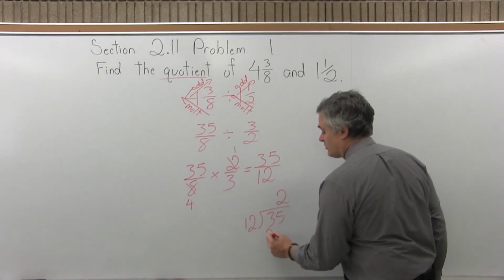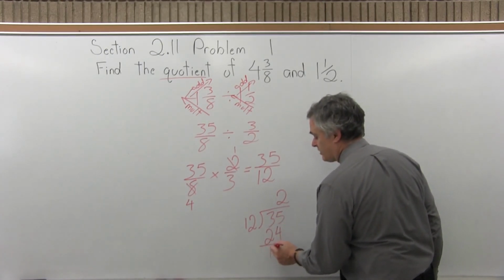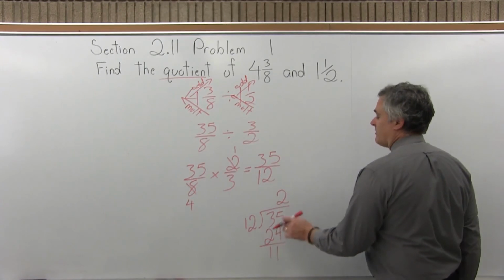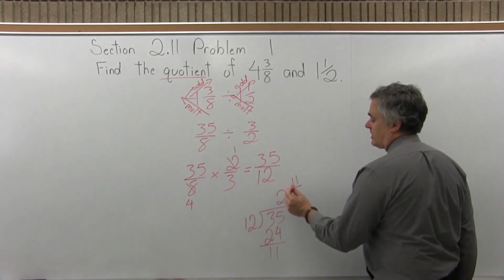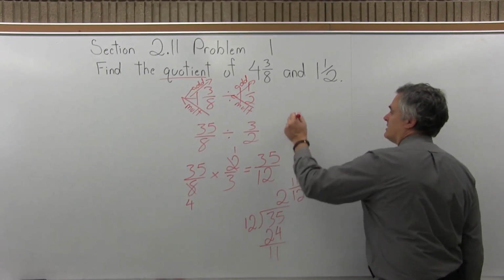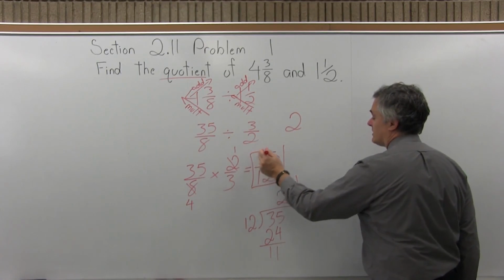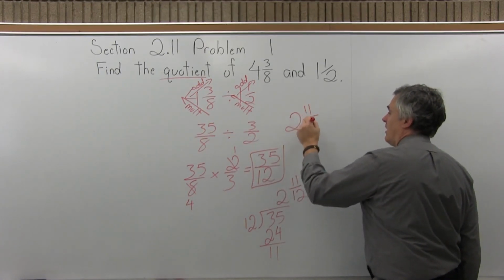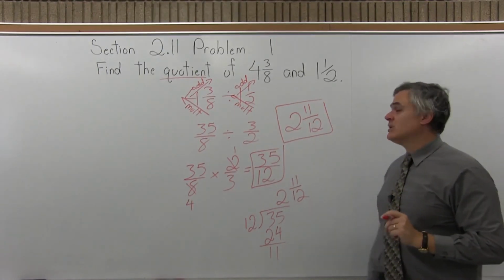2 times 12 is 24. Then I subtract 35 minus 24 will be 11. So the remainder is the numerator of the new fraction, and the number that was the denominator stays the denominator. So as a final answer, you could either say 35/12. So if your teacher's okay with that, you could just stop there. Or if you go a little further, you could say that's the same as 2 11/12.